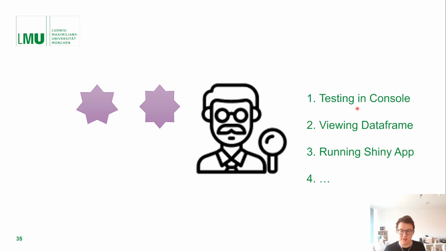I do it as well. It's not a problem, but we should note it. We check out our data frames. Did this work? Well, this gets very difficult if you have millions of rows to check every row. We constantly run our Shiny app, whether our feature worked that we tried to implement, and so on and so on. So actually we are already testing a lot, but not in this kind of standardized and automated way.